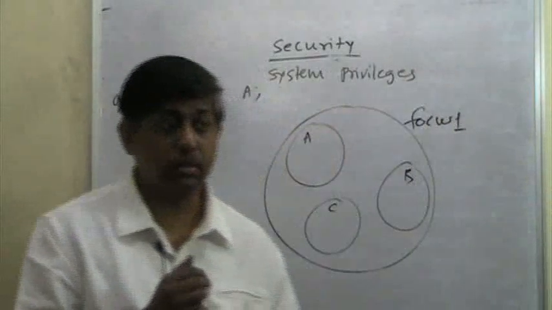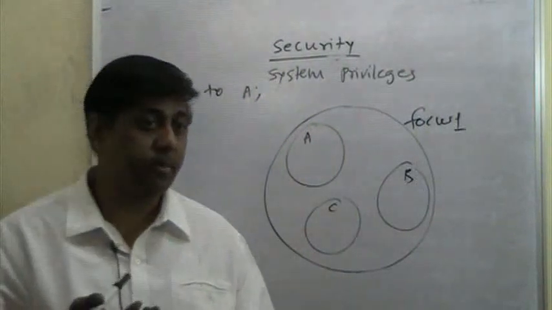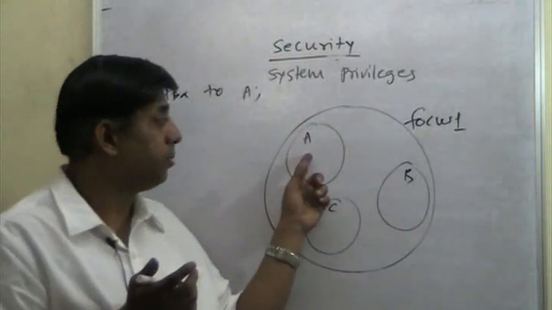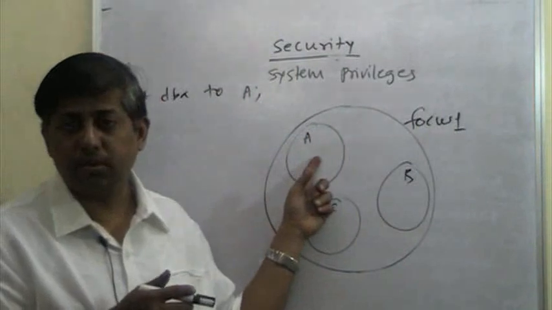What are those quite a few other things? He can create a user, another user. He can drop another user. He can alter the password of those users. So anything related to user administration, he can do it because all the system privileges have been granted to this role, and therefore now they are granted to this user A.